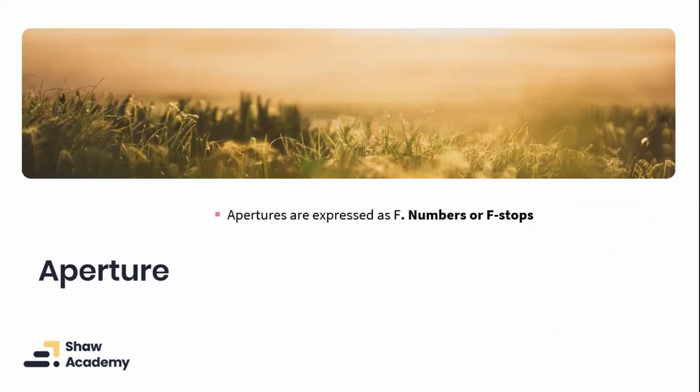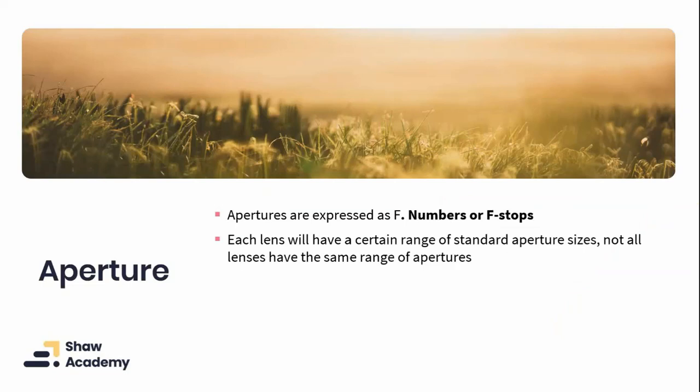So the apertures are expressed as f numbers or f stops. They're also expressed as t numbers and t stops as well, when you're dealing with cine lenses, we'll speak about that in a second. Each lens will have a certain range of standard aperture sizes, but not all lenses have the same range of apertures. So most apertures will generally go up to f22, but they don't start at the same widest aperture. Okay, so not all lenses have the same aperture ranges.